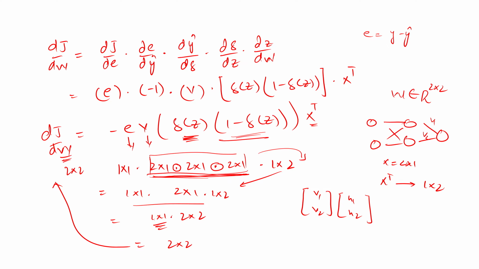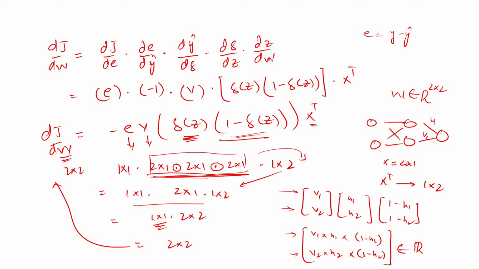And for this 1 minus sigma, so this will again be 1 minus h1, 1 minus h2, right? So what we are going to do is multiply element wise. So this will be v1 times h1 times 1 minus h1. Okay, so we get the first row. Then the second row will be v2 times h2 times 1 minus h2. So we get a vector which belongs to 2 cross 1. Okay, so we obtained dJ by dV using this equation.